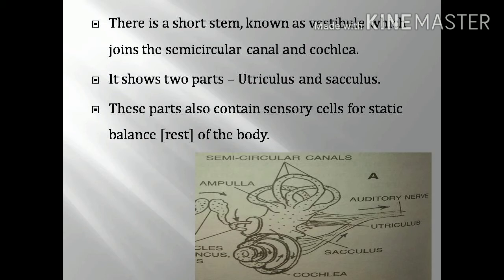These also contain tiny hair-like sensory cells which help in static balance of the body. This means that when the body is in a resting condition, at that time it balances our body. That is called static balance. While moving, the semicircular canals help, and that is called dynamic balance. While at rest, the utriculus and sacculus balance our body, and that is called static balance.